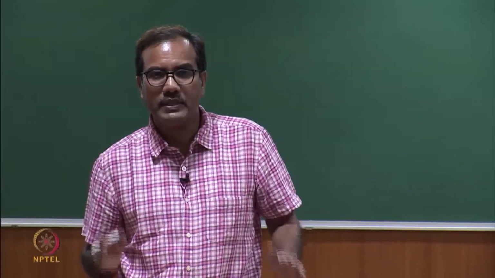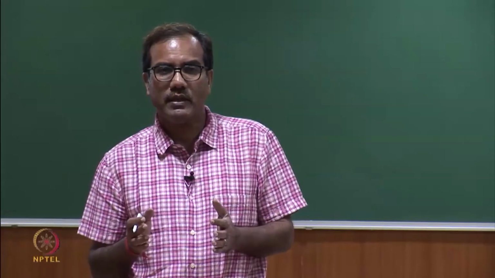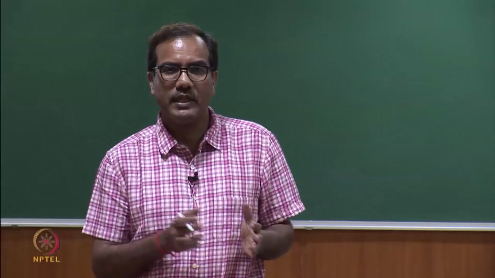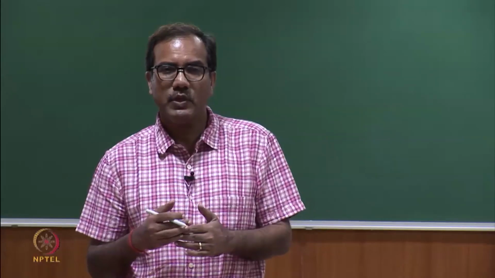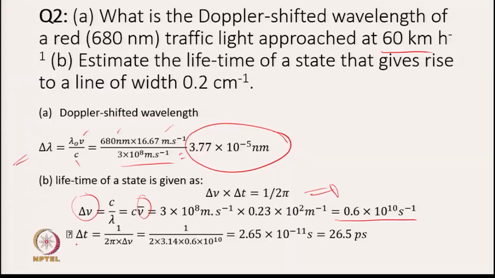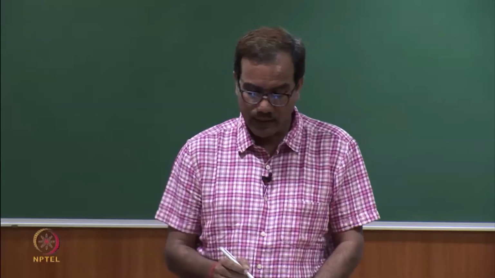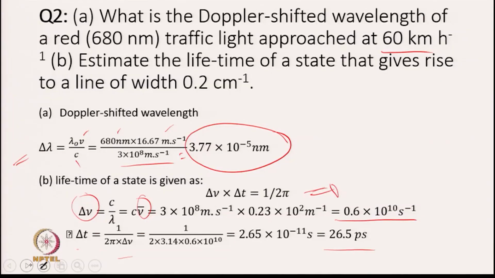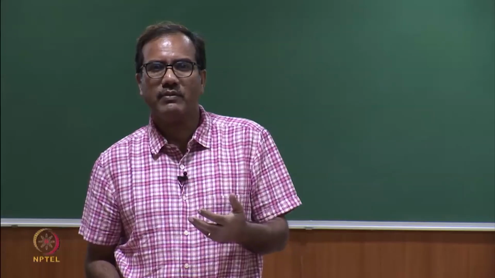So, line width is given in wave number unit. You need to calculate your line width in hertz or second inverse, and then you put this into the Heisenberg uncertainty equation, that delta nu into delta t is 1 by 2 pi, then you can get delta t, which in this case is 26.5 picosecond.